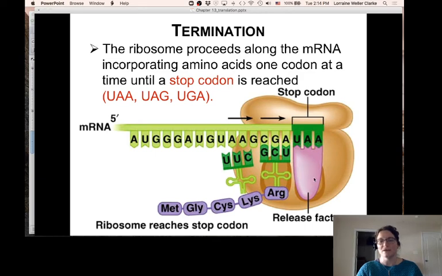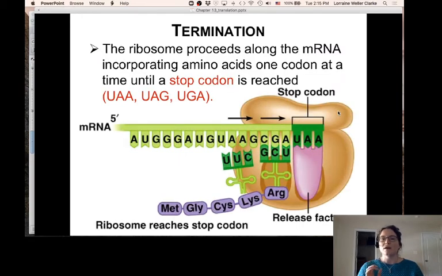UAA is a stop codon. Instead of attracting one of the tRNAs, like this one here that's the anticodon of GCU and attaches an arginine, it attaches this release factor. What the release factor does is put on a water molecule instead, for an OH group at the end, and it signals these two to release from the mRNA.